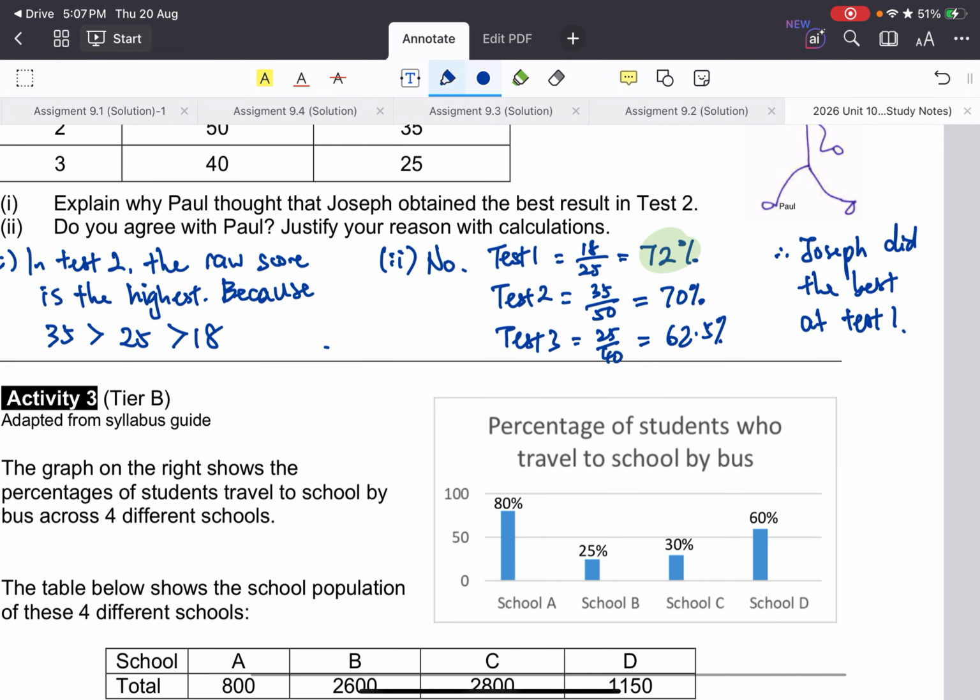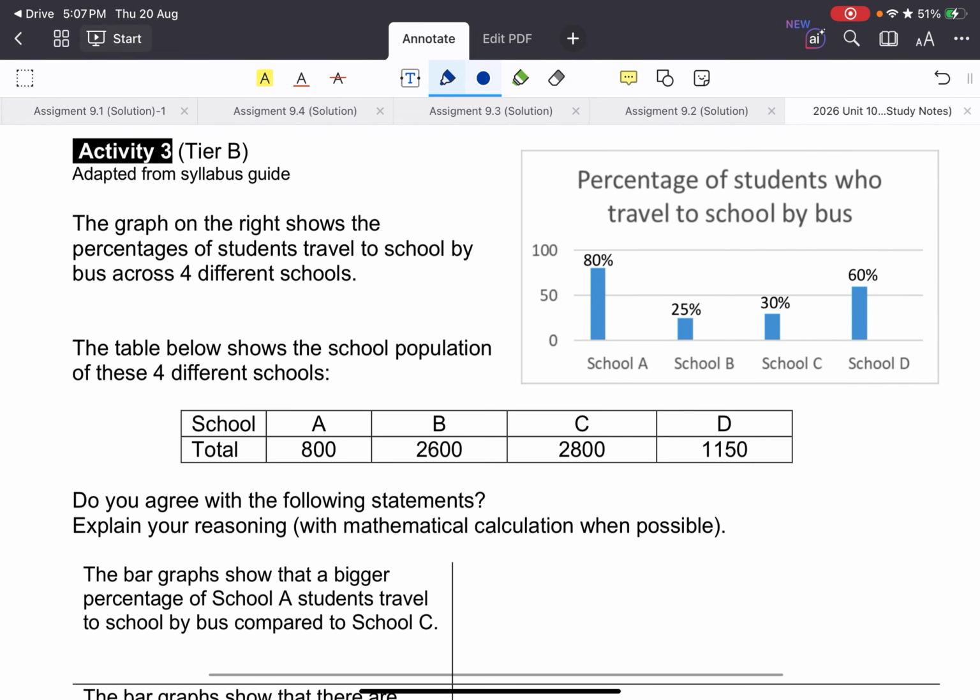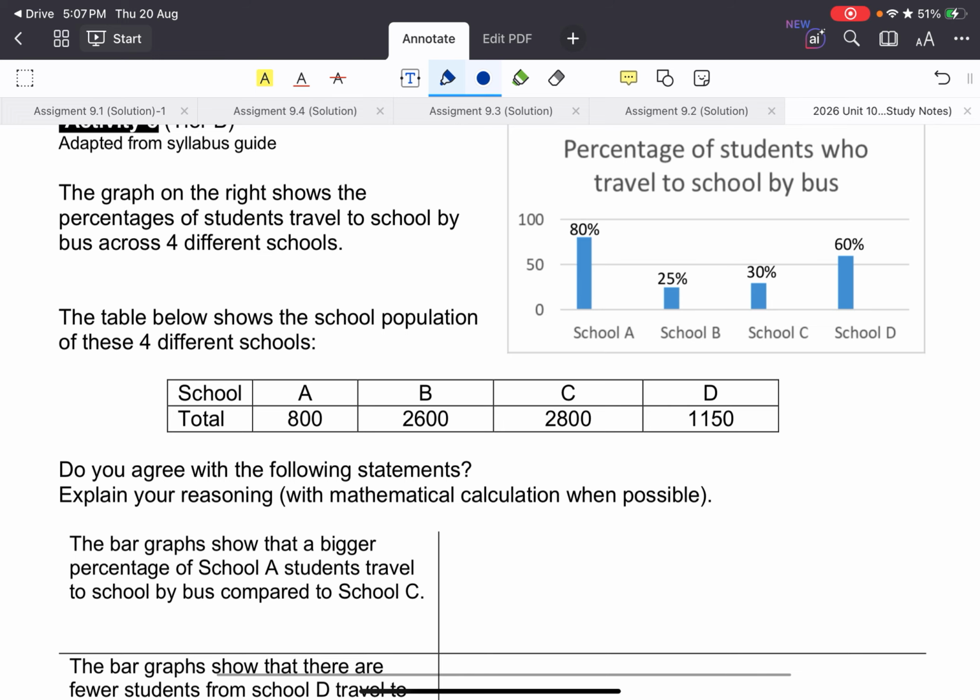Okay. So here's another activity. The graph on the right shows the percentage of students who travel to school by bus across 4 different schools. So this is fine, we have A, B, C, D. Do you agree with the following statement? The bar graph shows that a bigger percentage of students from school A travel to school by bus compared to school C. You look at this, it's already displayed in percentage form. So yes.